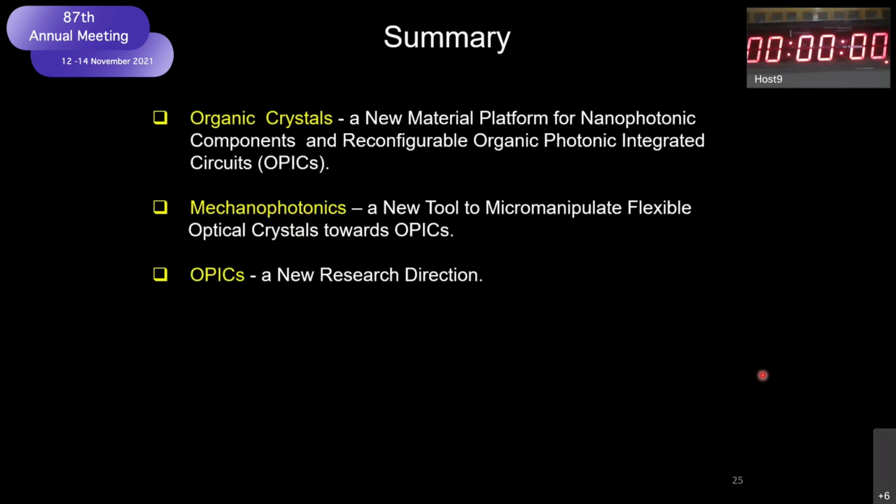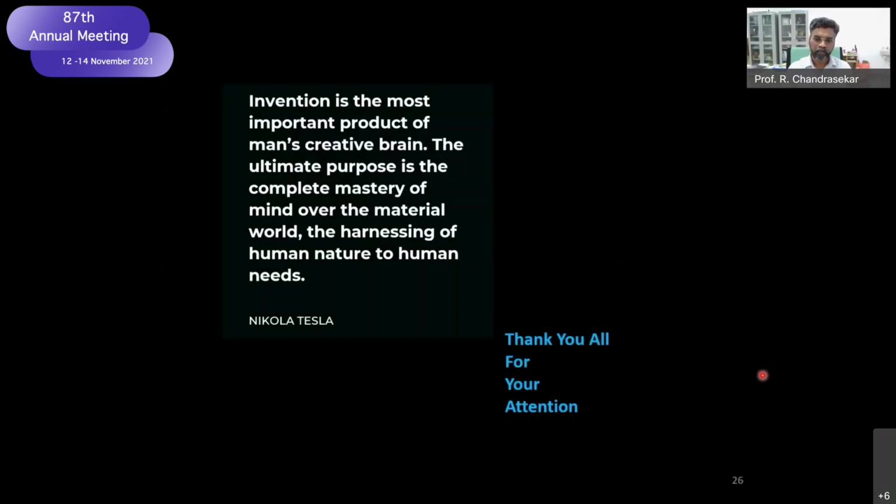And in summary, the organic crystals are a new material platform for nanophotonic components, and reconfigurable organic photonic integrated circuits are really emerging. Mechanophotonics is a new tool to micromanipulate flexible optical crystals towards OPIC, and OPIC is itself a new research direction. Thank you for your attention.